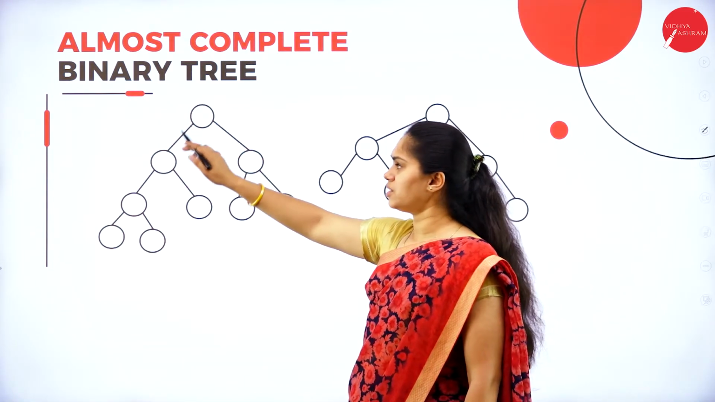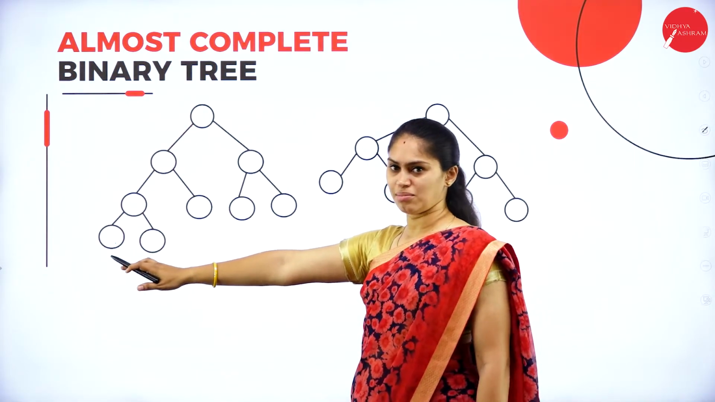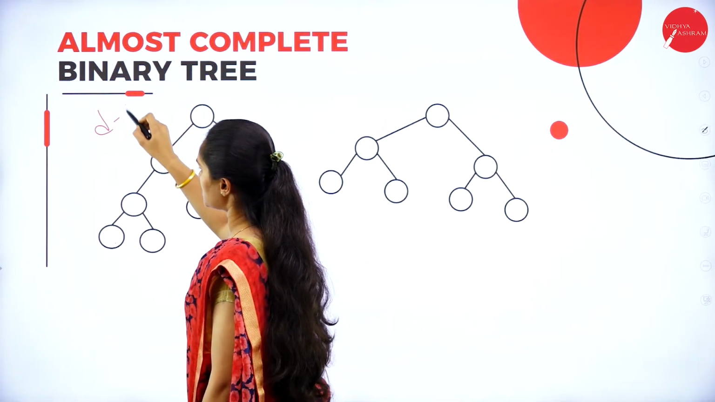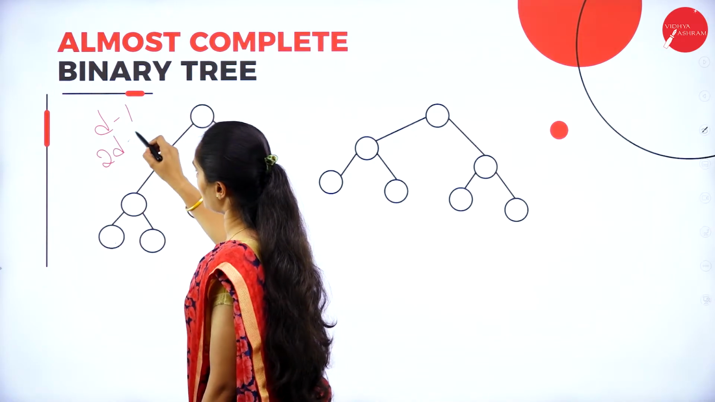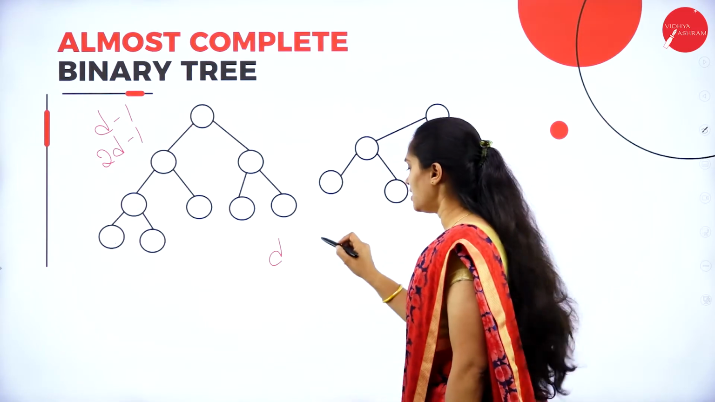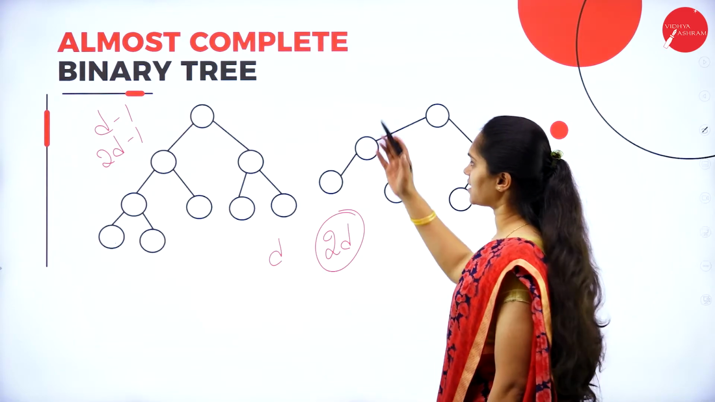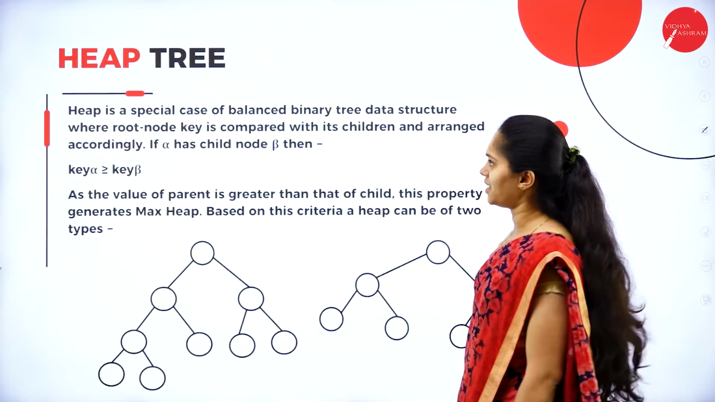All the nodes from root node to this leaf node should be of the same distance. If it is D minus 1, then it should be 2^(D-1). So we are finding a depth here. If I am taking a depth as D, then at last it must be 2^D. Then we can say that kind of tree is a complete binary tree.